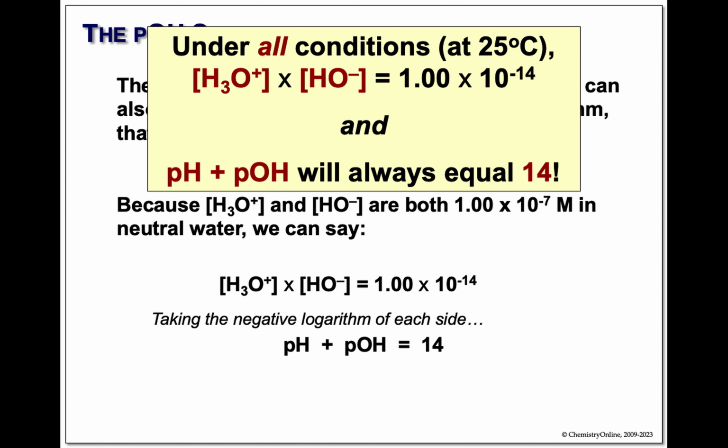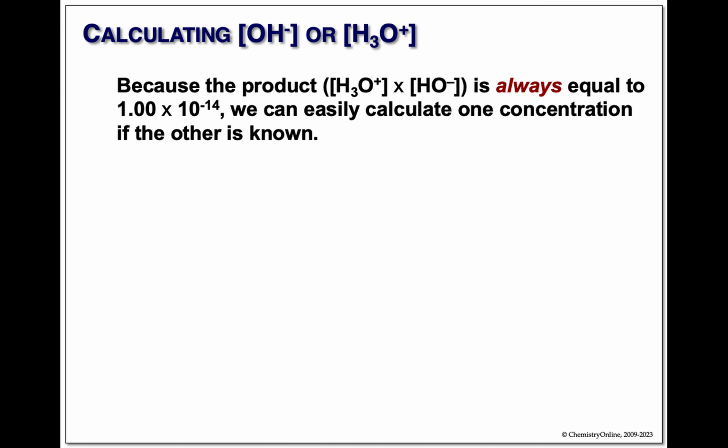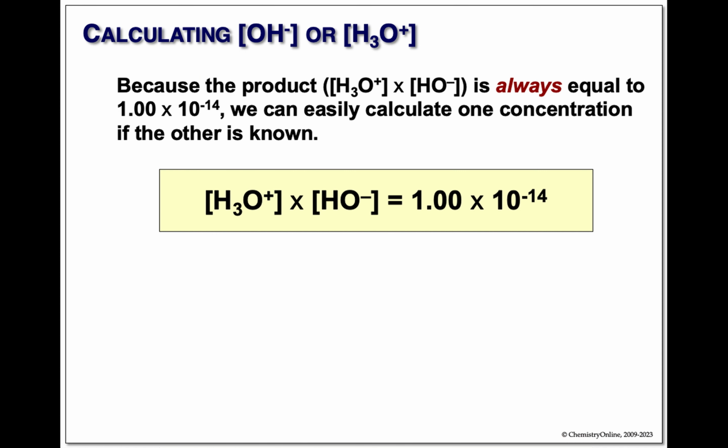Hydronium concentration times hydroxide is always 10 to the minus 14. Always. And pH added to pOH will always be 14. Let's just do the first one here. If I give you either hydronium or hydroxide concentration, using this, you can instantly calculate the other.